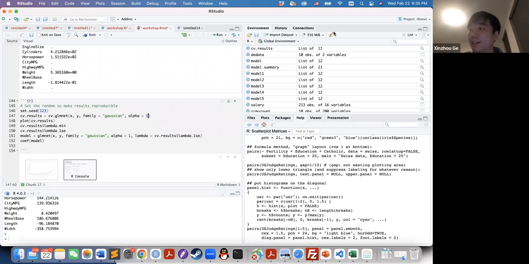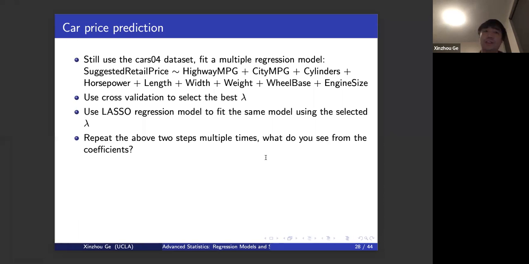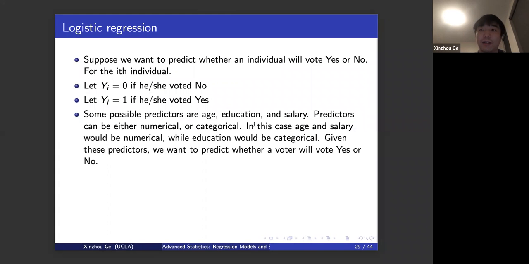Okay, let's continue, and I'll go to our last part. In this part, I will introduce generalized linear regression models, and it will include logistic regression, Poisson regression, and negative binomial regression. I think these regression models will be very useful for different areas of analysis.